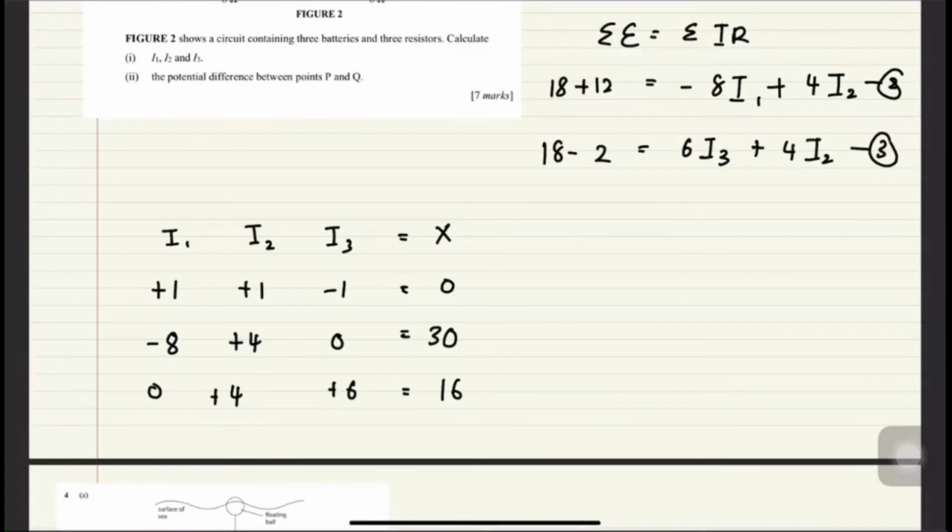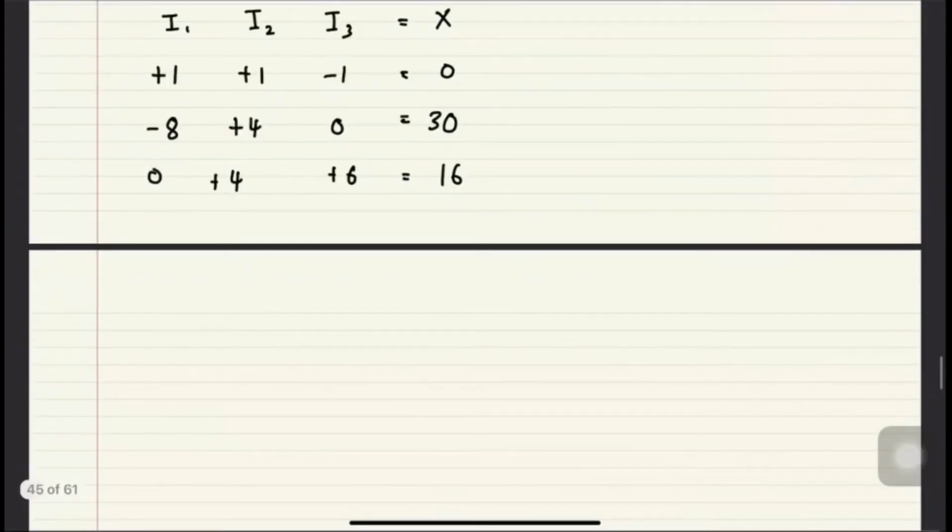Make sure you guys try to press. Calculator saya line sikit lah. Okay. So press 1, 1, negative 1, 0, negative 8, 4, 0, 30, 0, 4, 6, 16. Okay, I will get I1. Kalau calculator saya ni dapat pecahan, dia tak boleh tukar, kena tukar manually afterwards. So the first one will correspond to I1, second one is I2. Ada negatif, biarkan saja.